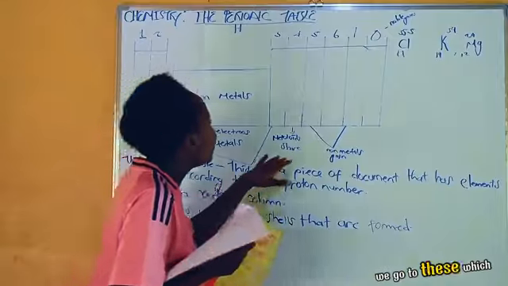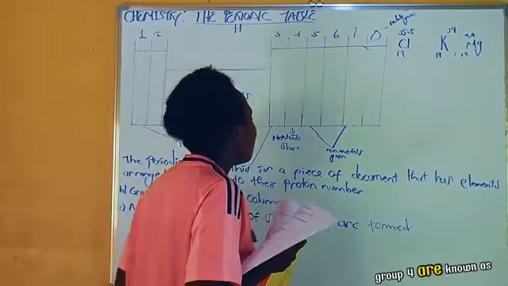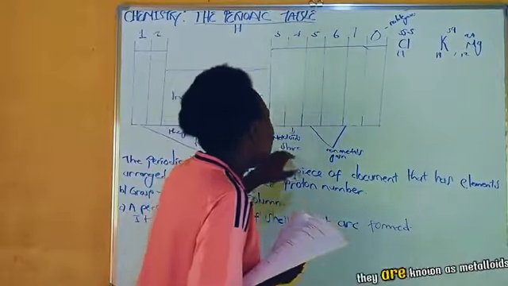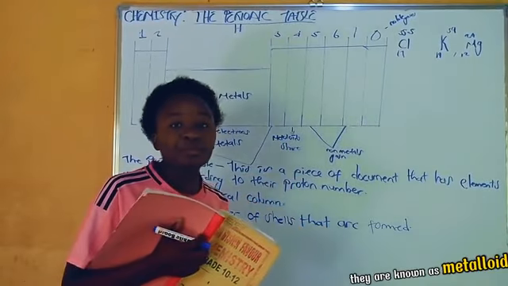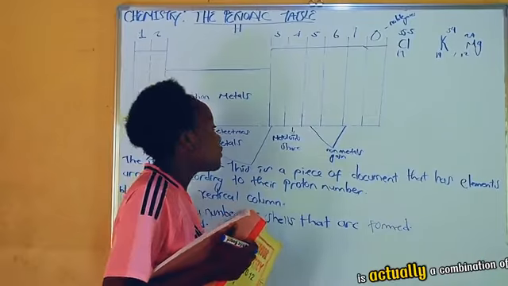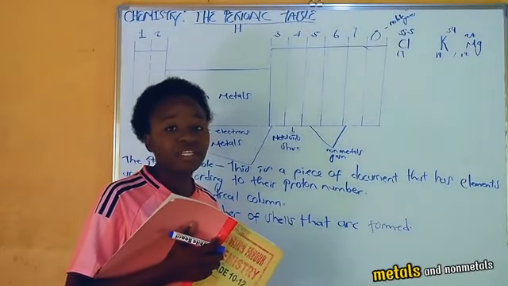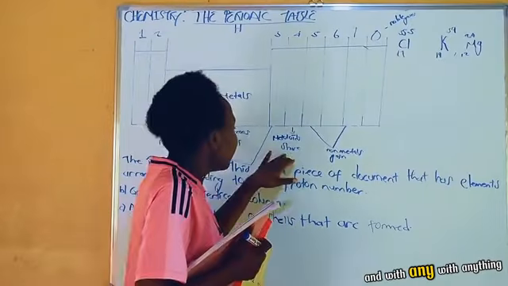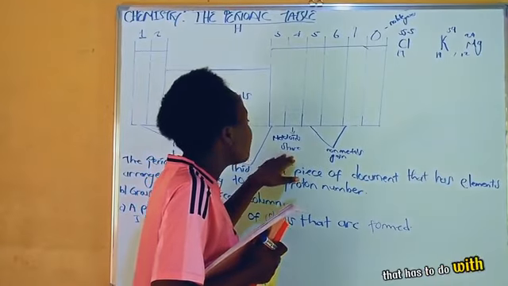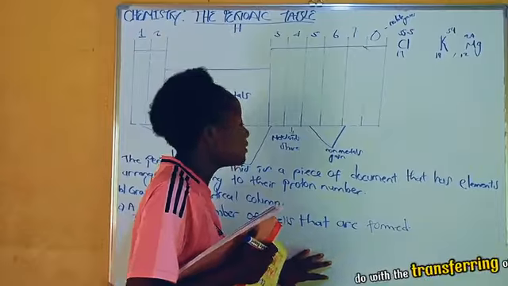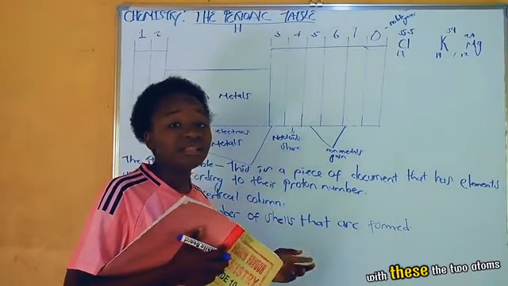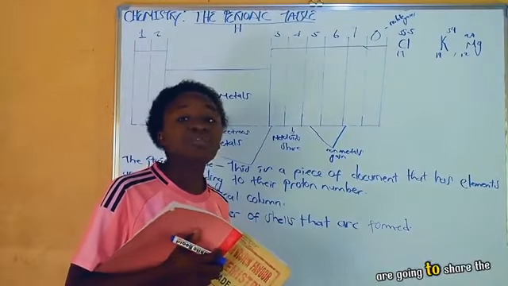We go to group 4. Group 4 are known as metalloids. They are known as metalloids because group 4 is actually a combination of metals and non-metals. Hence, with anything that has to do with group 4 or the transfer of electrons, the 2 atoms are going to share the electrons.